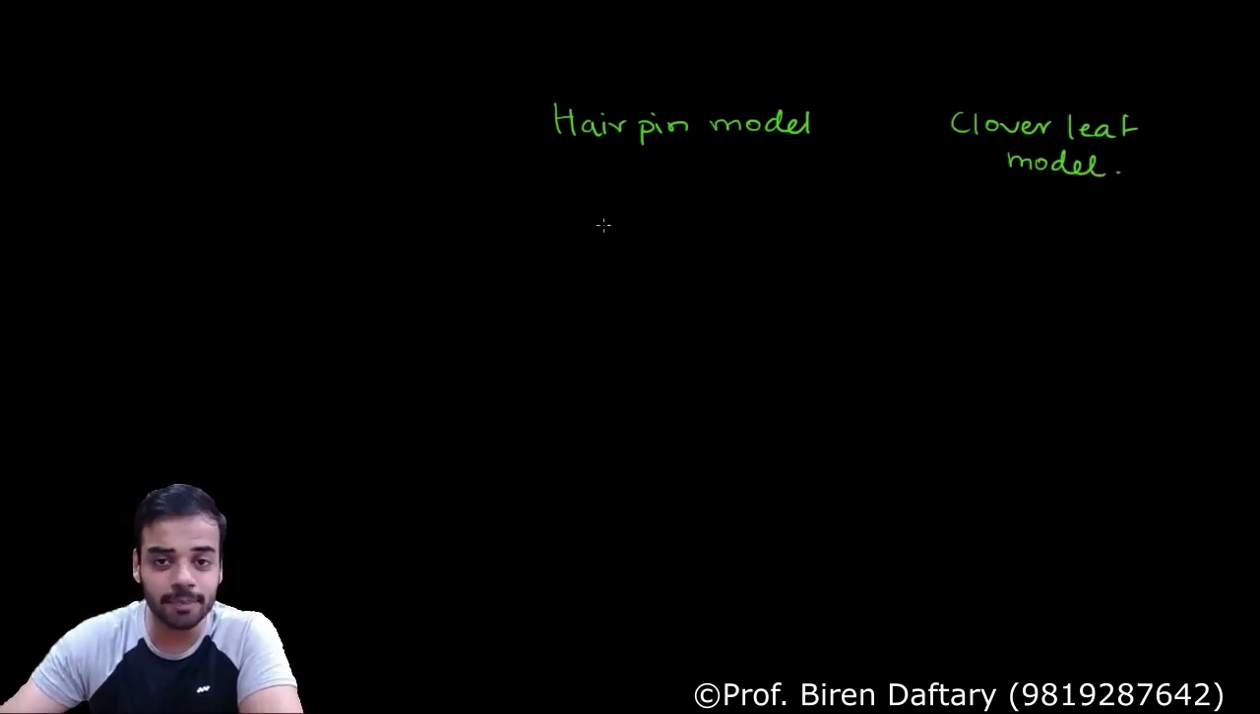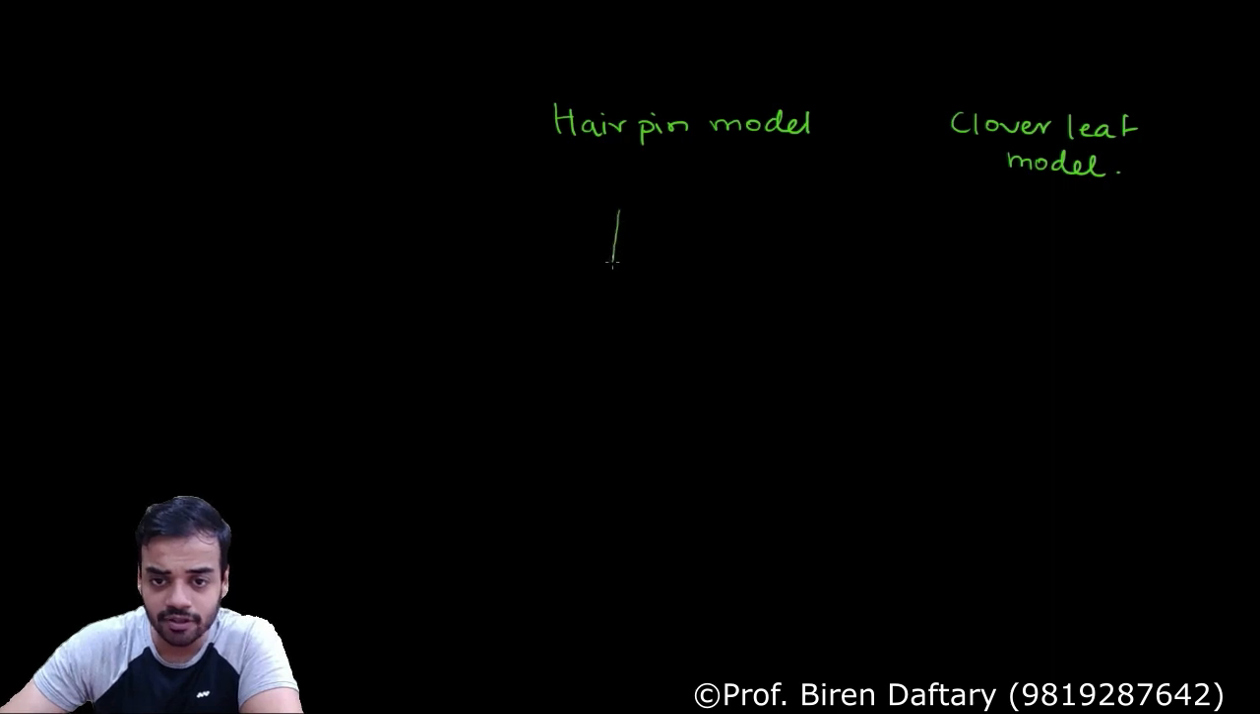If you remember the hairpin model, it is not given in your book. I am just going to explain that so you remember. The hairpin model is basically only showing the anticodon. So the hairpin model is somewhat like this. This is the free end. This is your hairpin.